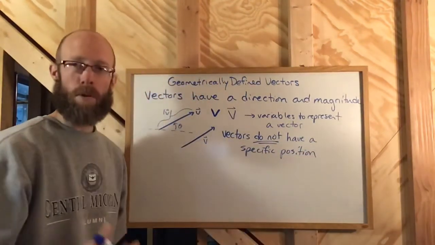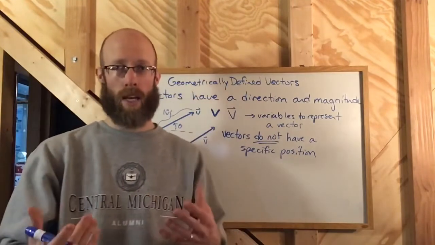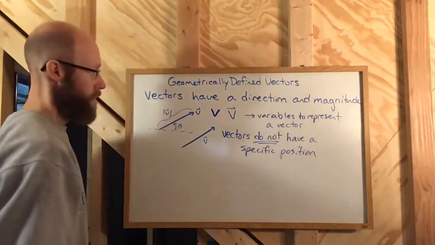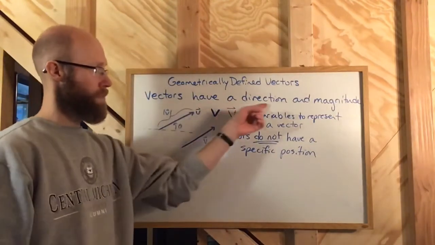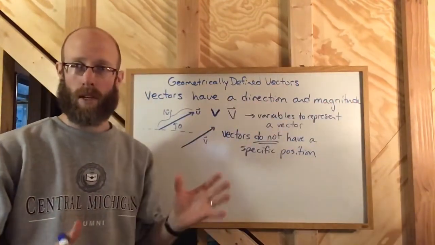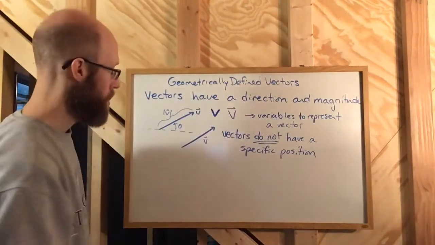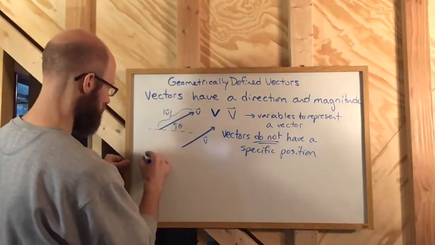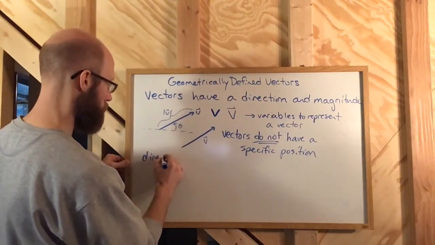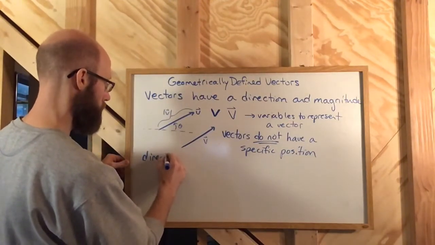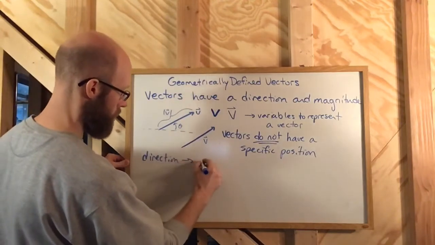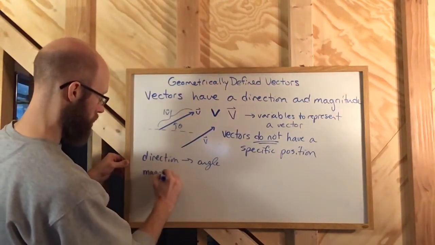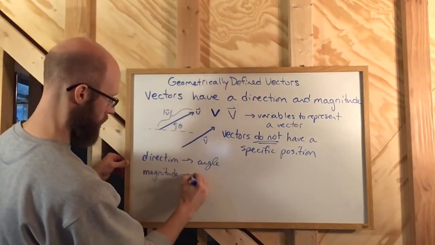Okay, so they can be moved, they can be found in different locations, and still be the same thing, as long as they have the same direction and the same magnitude. Okay, that's what they need to have. A direction, I mentioned this a moment ago, but I'll re-emphasize it, is basically an angle, and the magnitude is basically a length.